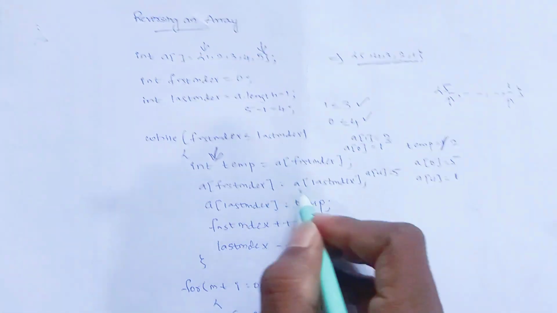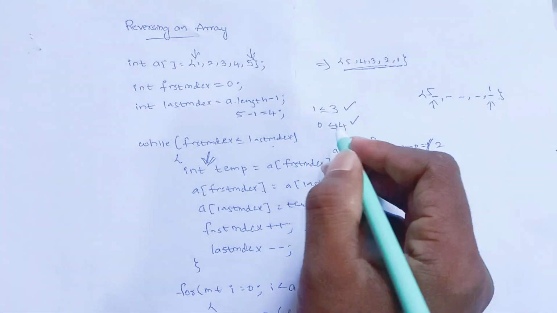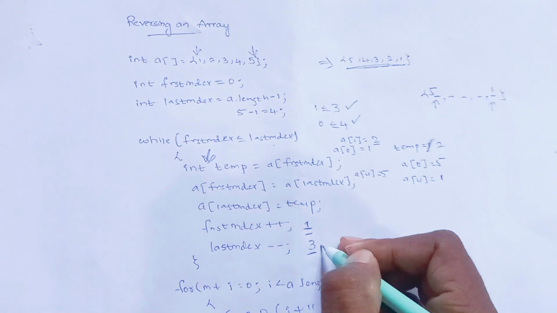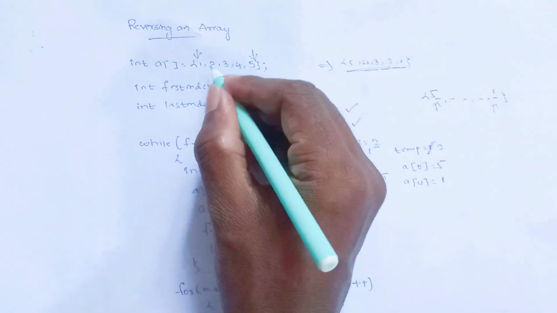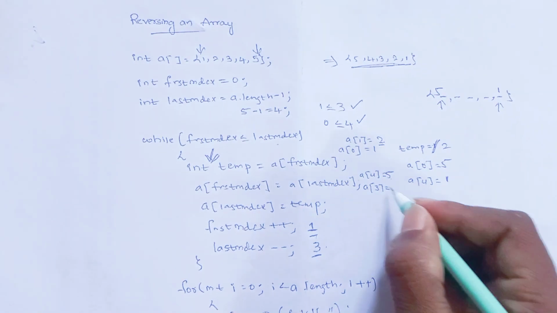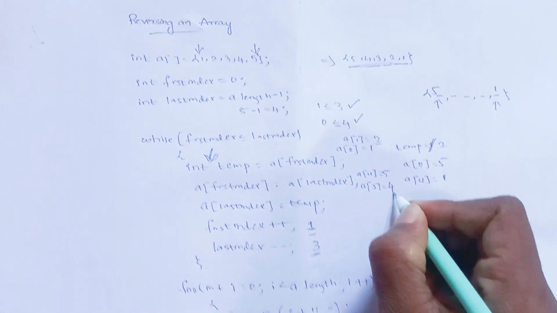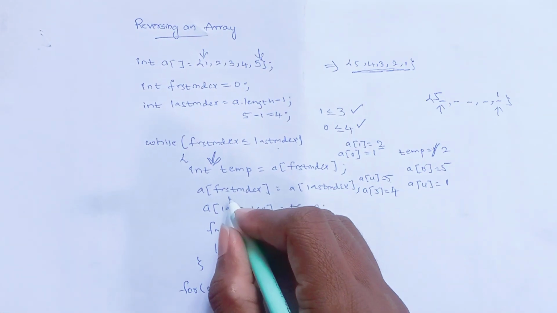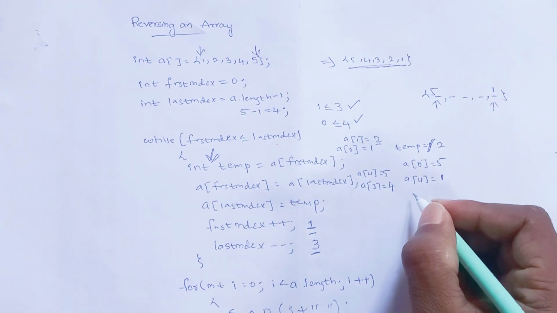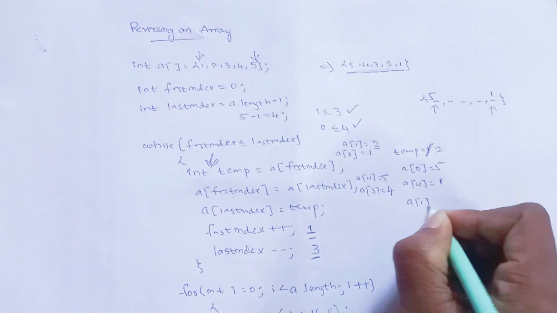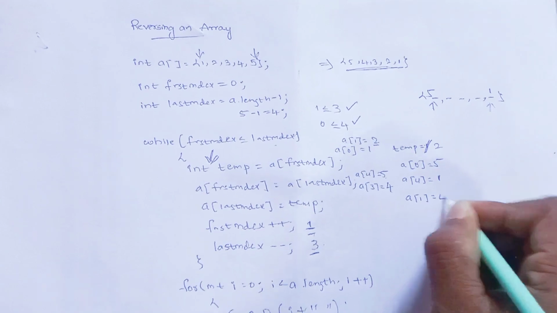Then A of first index equals A of last index. The last index value is 3. So A of 3 is, counting 0, 1, 2, 3, 4, so A of 3 value is 4. So 4 will be stored into the A of first index. A of first index, that is A of 1, equals 4.